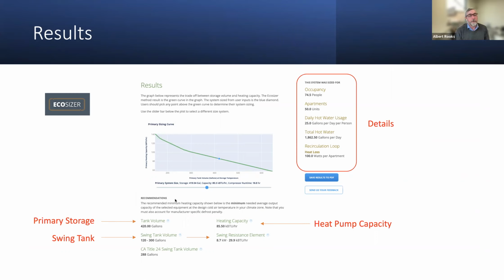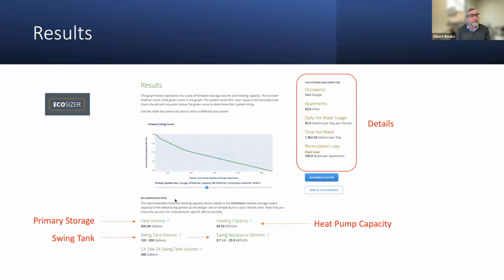And here's the sizing coming back. This is what it looks like. There's a little more detail, one more screen to look at. But that green line, there's a dot in that green line, and that dot corresponds to where the primary storage is. So that primary storage is a little over 400 gallons. You look down there and it's giving you an output number at the bottom of 420 gallons for tank volume for primary storage. Doesn't include swing tanks. Swing tanks is a separate deal.